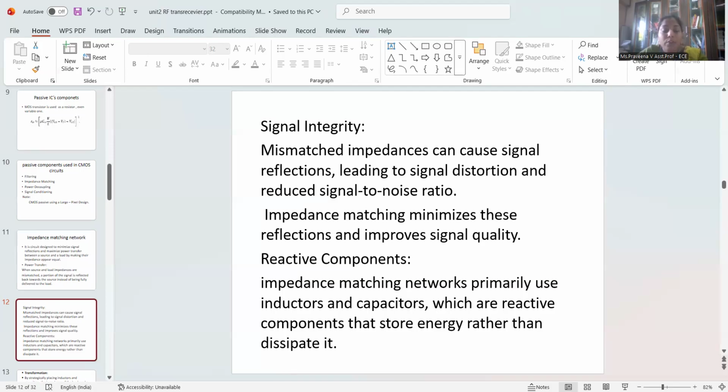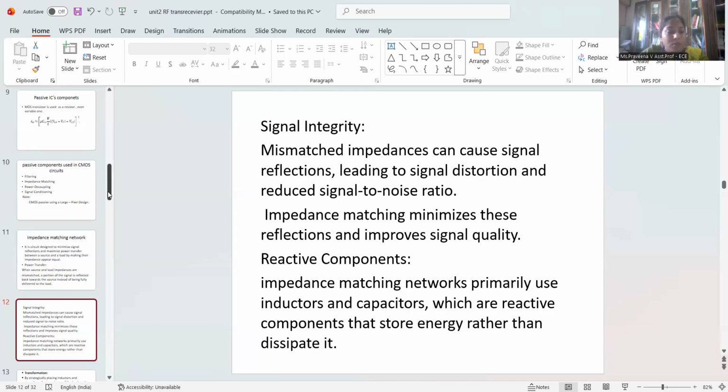What are the advantages of using reactive components? Low power loss, high efficiency, better signal quality and maximum power transfer, and it will reduce the signal reflection, right? That is the main concept of impedance mismatch. Impedance mismatch can cause signal reflection, distortion, and a reduced SNR. SNR is the signal to noise ratio.